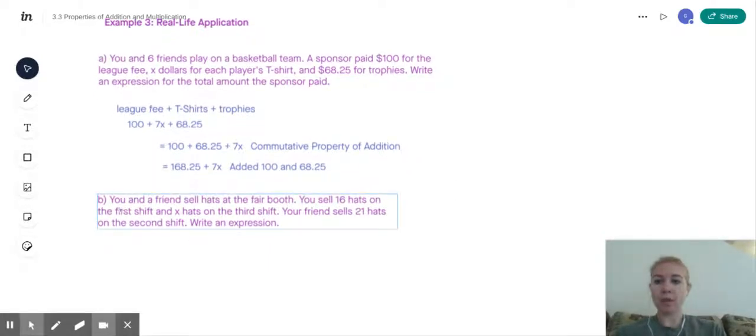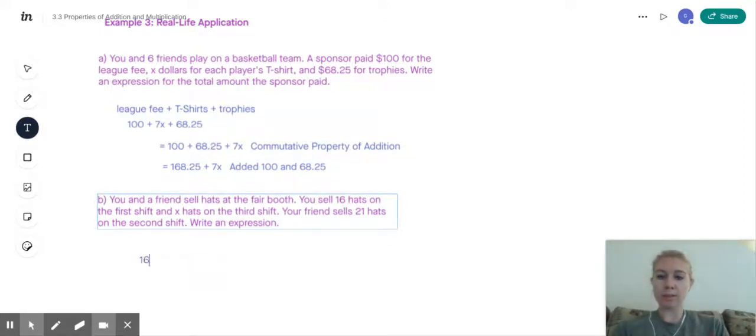Let's go over another one. You and a friend sell hats at the fair booth. You sell 16 hats on the first shift and X hats on the third shift. Your friend sells 21 hats on the second shift. Write an expression. Okay, so let's see. First, you sold 16 hats, so 16. And you sold some more, so it'd be adding. So 16 plus, and then you sold X hats on the third shift. And then also your friend sells 21 hats on their shift.